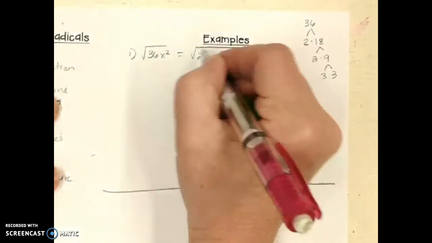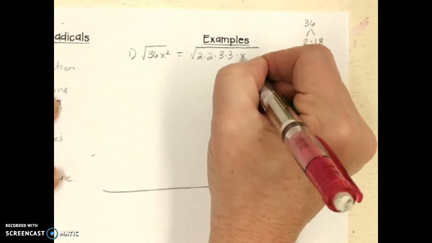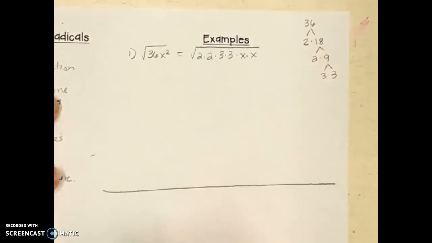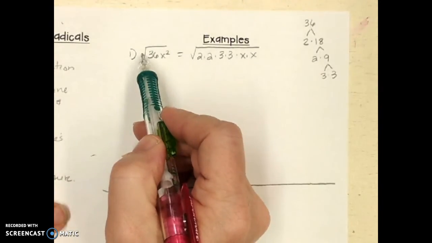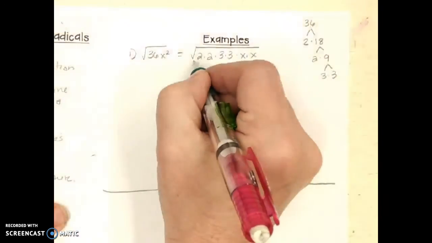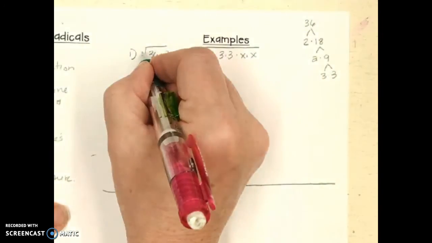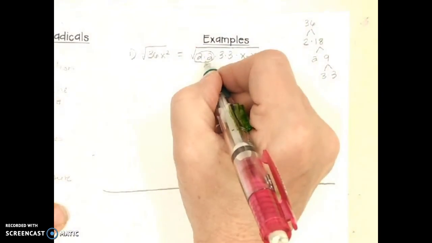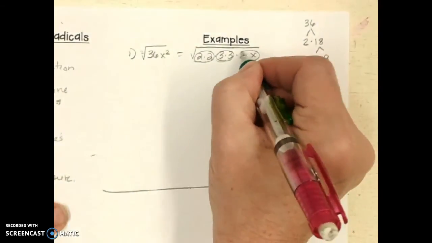And I'm even going to break down my variable to it's x squared, so that's x times x. So I said you're going to use the index, and if there's nothing there, it's understood to be 2, to group these things into groups of 2. If it's an index of 2, then I'm going to group in groups of 2.